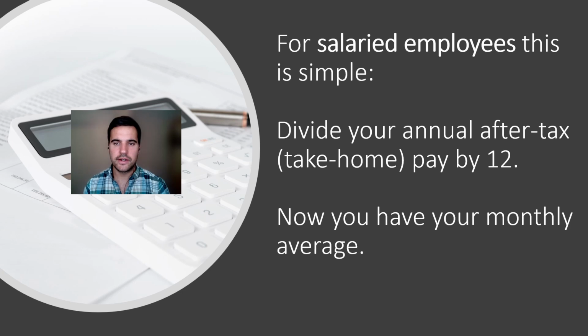So for salaried employees, this is simple. Divide your annual after-tax take-home pay by 12. So say you're salaried at $4,000 a month. That means you're going to be making $48,000 a year. Sometimes you'll be able to know your monthly. If that's it, then you can skip this step. If not, if you just know what you make annually, so if you make $60,000 annually, then you just take that number and you divide it by 12.